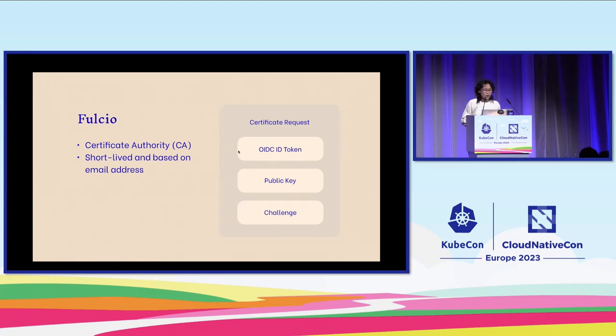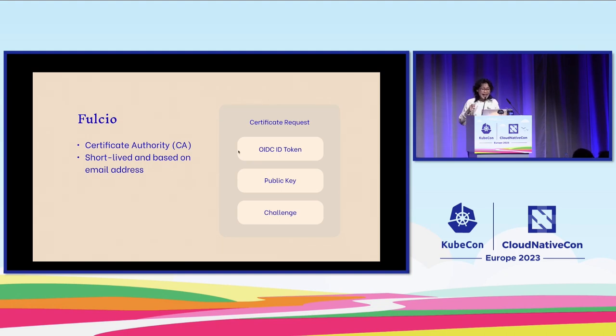Fulcio. So Fulcio is a certificate authority. What does this mean? So when you buy luxury goods, it usually comes with a certificate that says this thing is authentic. Or the same is also true for a birth certificate, right? It can't just come from anyone. It has to mean something. But Fulcio is specifically good at creating short-lived certificates that are optimized for things like cosign. And it's based on email address. So your identity is based on your email address.